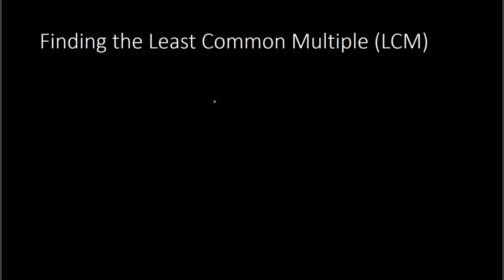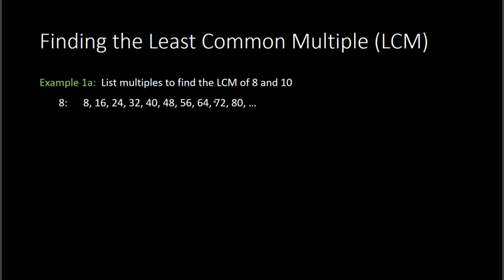All right, so here we have another example. You are to use that same process to find the least common multiple of 8 and 10. So what we do, if we're using that method we just used, we would start with 8 and list all the multiples of 8. So 8, 16, 24, 32, 40, etc. And then the same thing with the 10. List the multiples of 10, which would be 10, 20, 30, 40, 50, etc.